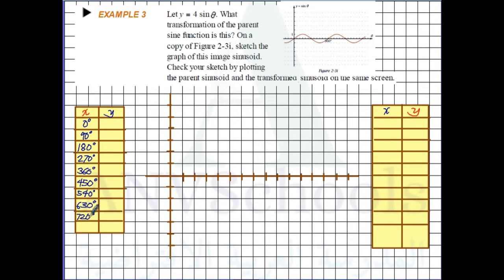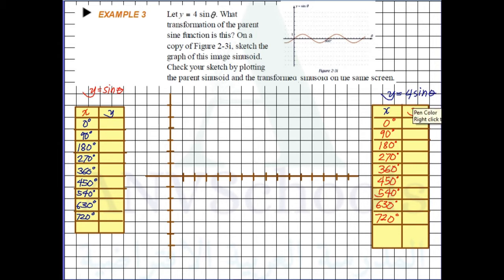So we just copy the same values for x, so 0, 90, 180 degrees, 270 degrees, 360 degrees, 450 degrees, 540 degrees, 630 degrees, 720 degrees. Now let's solve for our y. For the parent function, this is y is equal to sine of theta, and this is y is equal to 4 sine theta.